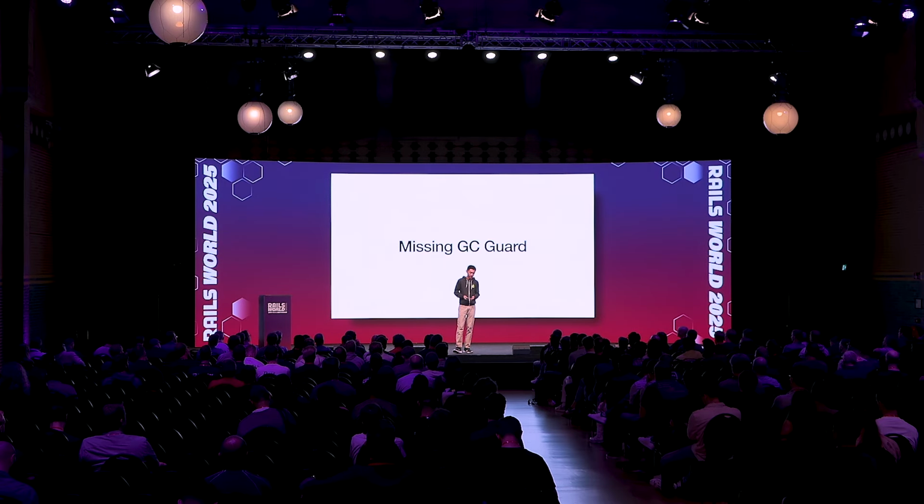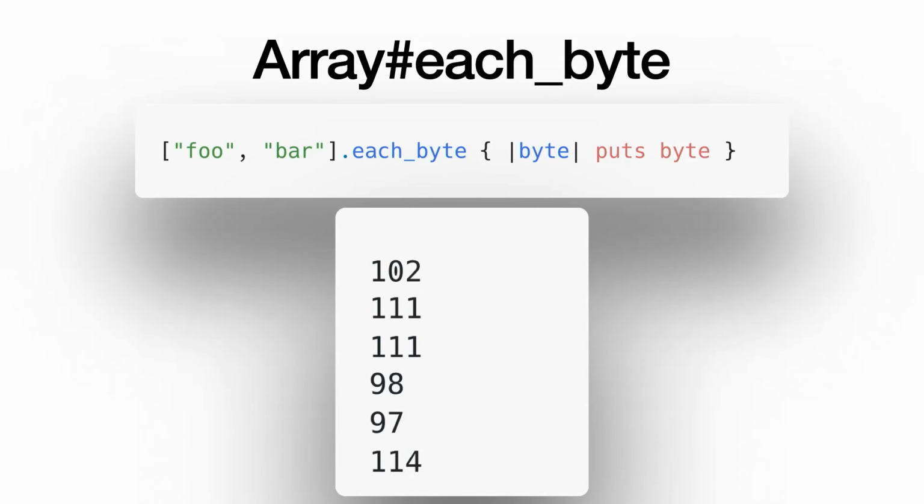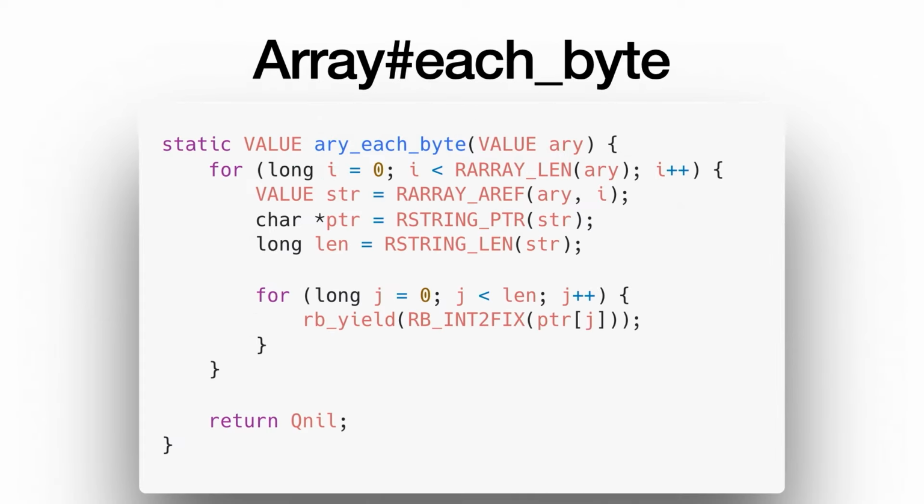or even crashes. So to demonstrate missing GC guards, let's implement this simple Ruby method called array each byte using the C API. It calls this block with the integer value of each character in each of the strings in the array. And we can see an example here of how to use this method and the output that it generates. So this is the C implementation of the method.